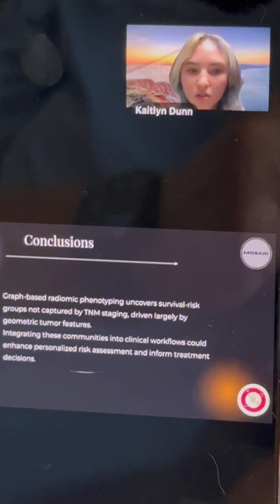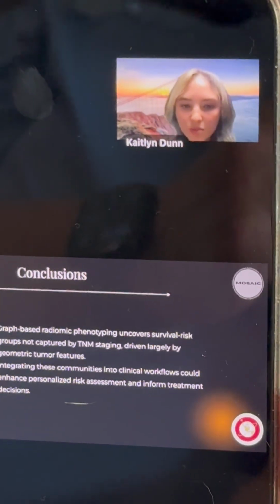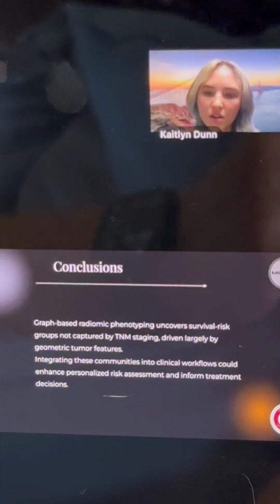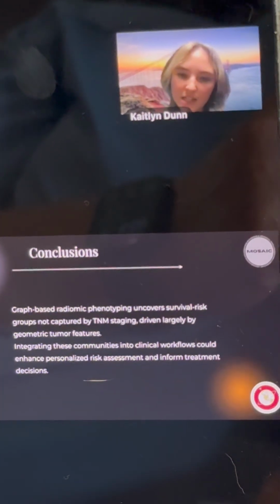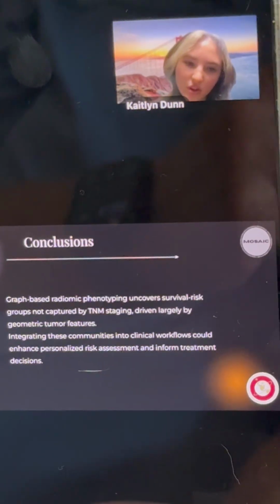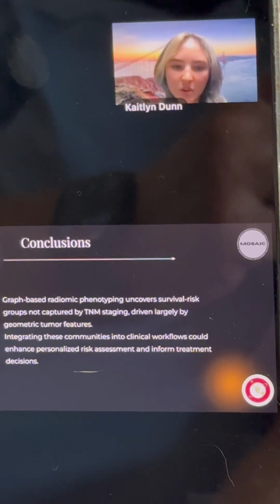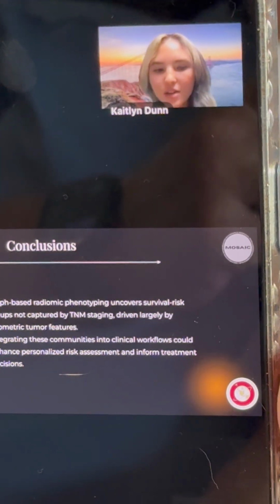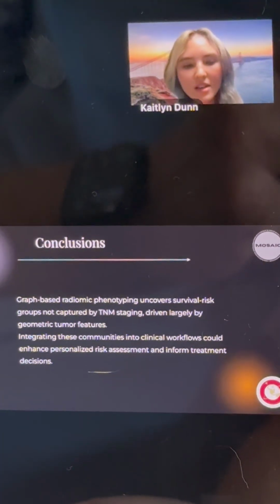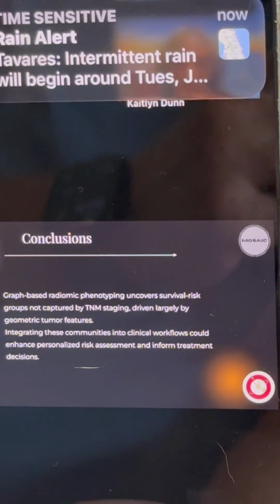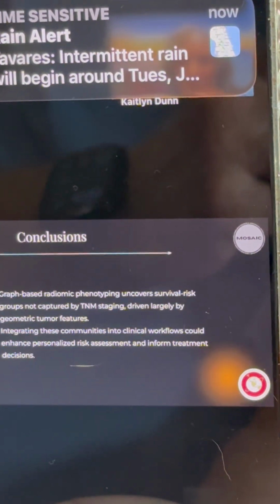So my main conclusion is that graph-based radiomic phenotyping uncovers survival risk groups that are not captured by TNM staging, driven largely by geometric tumor features. And integrating these communities into clinical workflows could enhance personalized risk assessment and inform further treatment decisions.